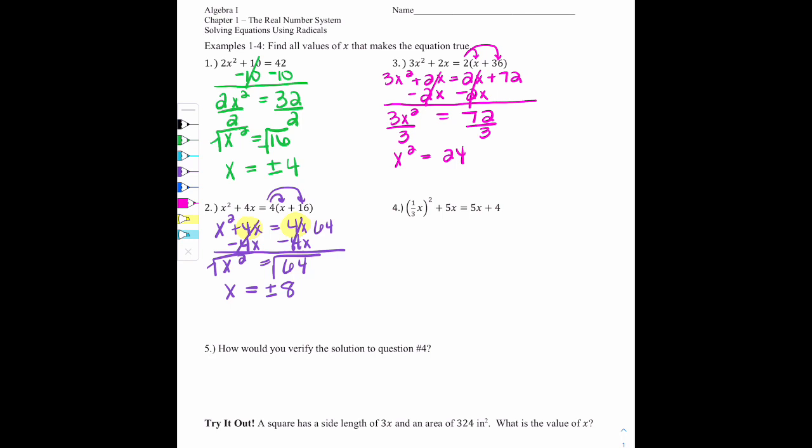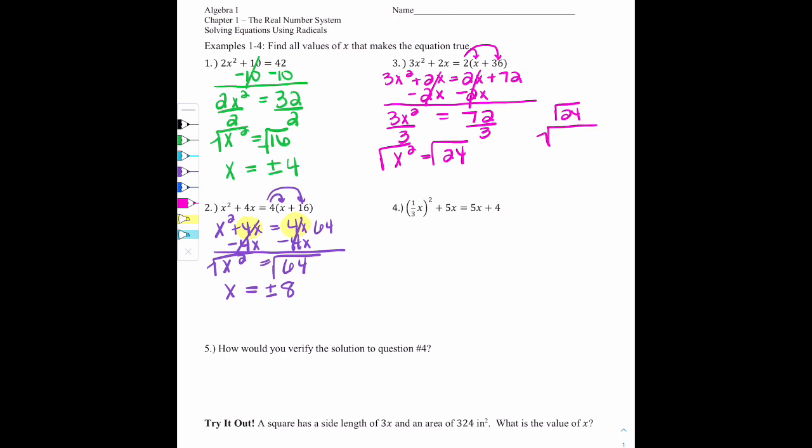In order to undo x squared, we take the square root, and you're going to notice for the first time, we don't have a perfect square. What we do have, though, is a radical that can be simplified, which we've learned about in a previous lesson. So we're going to go over to the side here, and we're going to take the square root of 24, and we are going to simplify it.